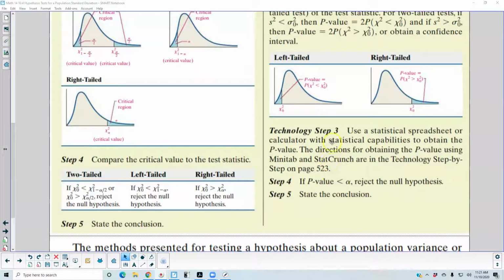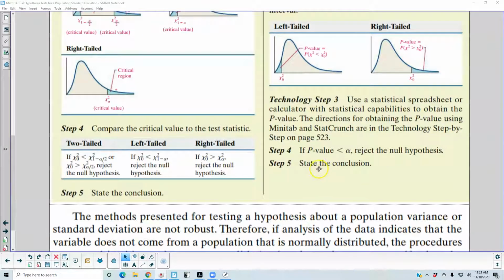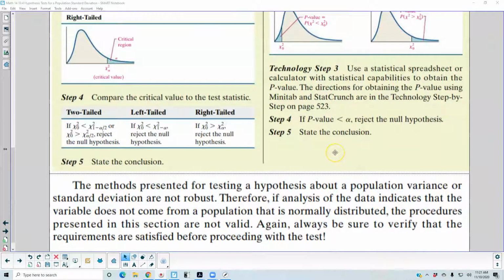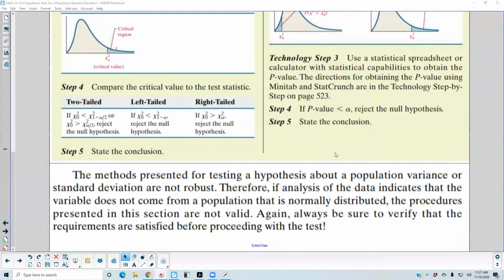Now, in step 3, we can use technology. So we're going to use StatCrunch to obtain the p-value. And there will be directions that I'll show you in the example to obtain the p-value in step-by-step instructions. Now in step 4, if the p-value is less than the significance level, then we're going to reject the null hypothesis. And then in step 5, you would state the conclusion.